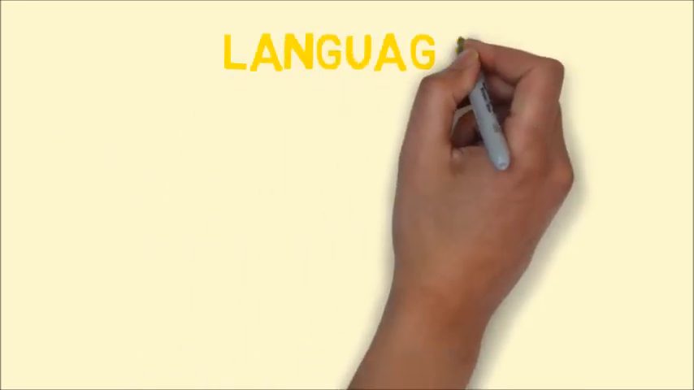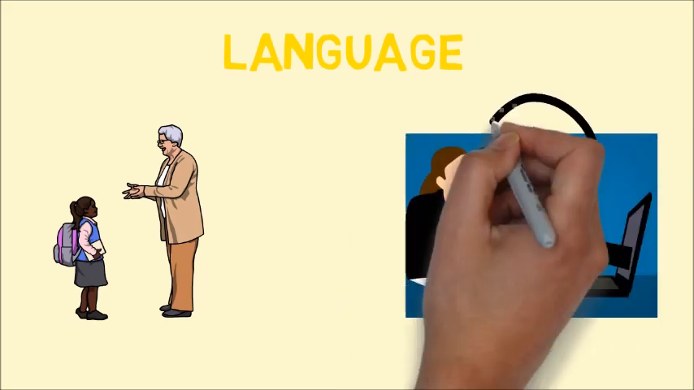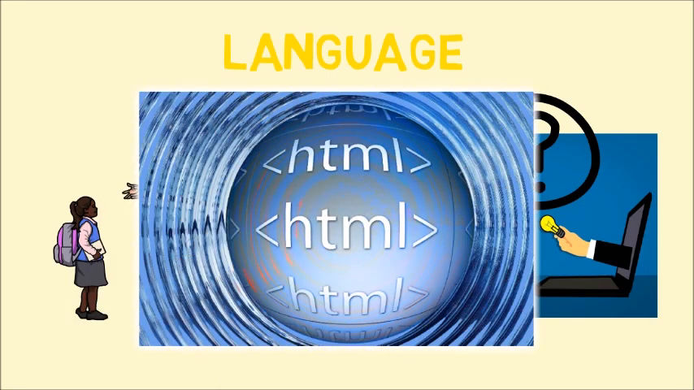Now, let us come to the word language. Language means that HTML is a language to write a web page. We communicate with each other using a language. What if we want to communicate with a computer? We need a language. So HTML is the language of the web.